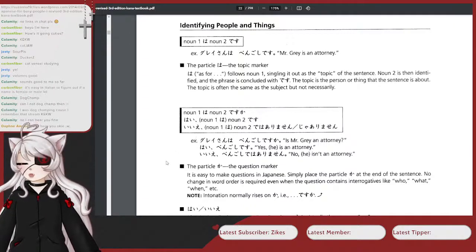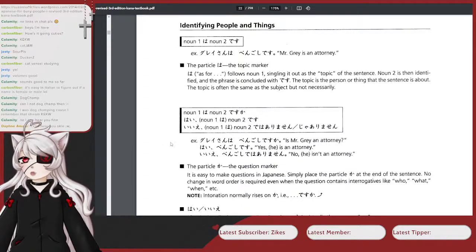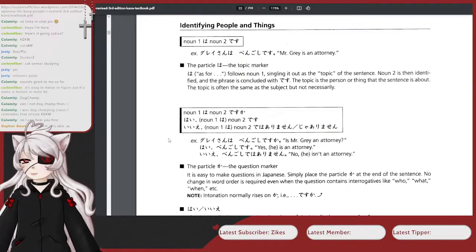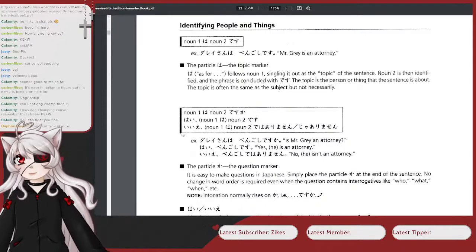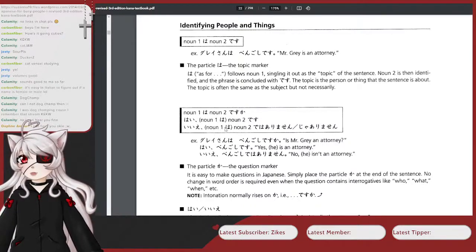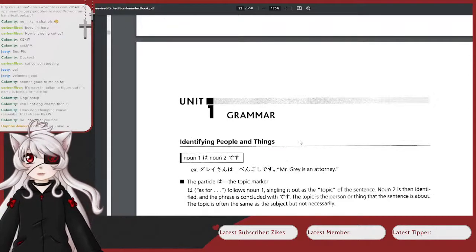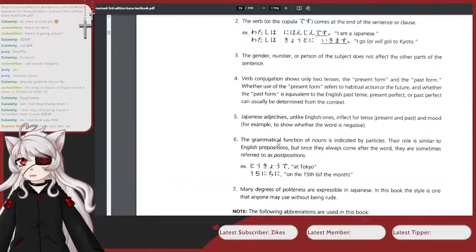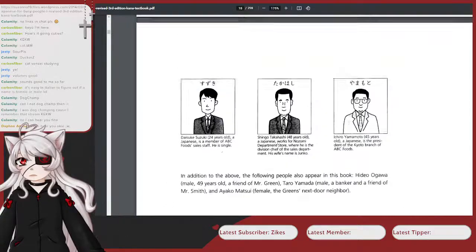So that's a fun set of really similar sounding words that is absolutely going to kill when it comes to listening, but yeah, it's fine. But yeah, to say no, it's iie, and then noun 1 wa, noun 2, and then de wa arimasen or ja arimasen. So this arimasen, I think it says it slightly earlier, or maybe later.